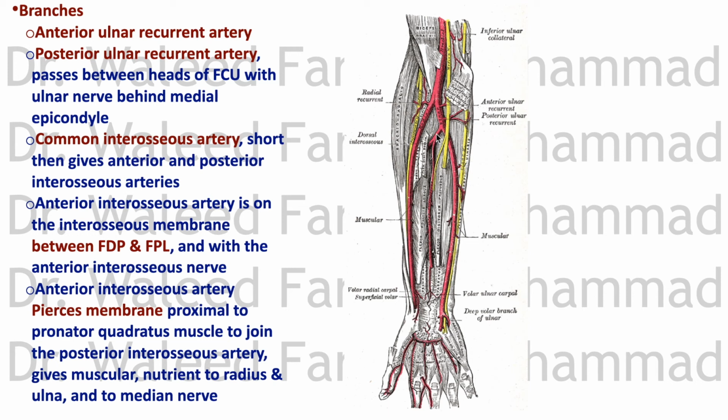The anterior interosseous artery, the one we're concerned with because we are in the flexor compartment, is on the interosseous membrane between the flexor digitorum profundus and the flexor pollicis longus. Also, lower down, the artery pierces the interosseous membrane, proximal to the pronator quadratus, to anastomose with the posterior interosseous artery on the back of the interosseous membrane. Okay?